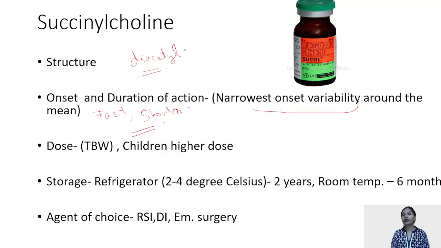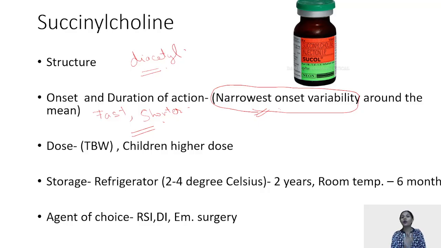Narrowest onset variability means, because of that fast acting and shorter duration of action, in a patient who has been pre-oxygenated, and suppose you have given scolin in such a patient, it has been seen that even if a muscle relaxant has been given to the patient, this patient is not going to die of hypoxia in case you are not able to ventilate the patient. This is the beauty of scolin, and yes, an MCQ for you all too.